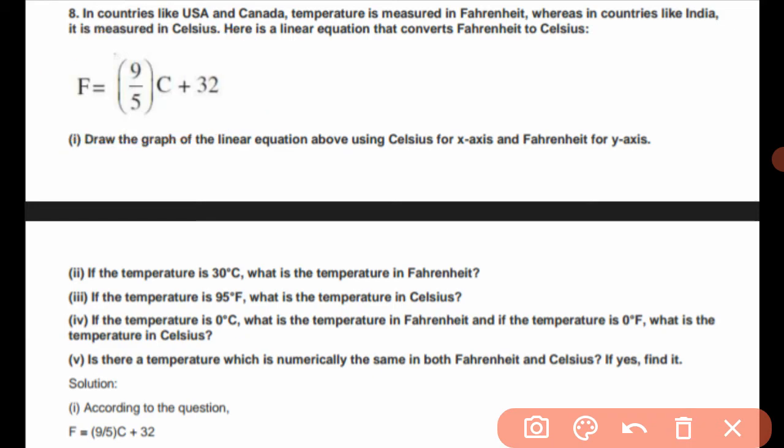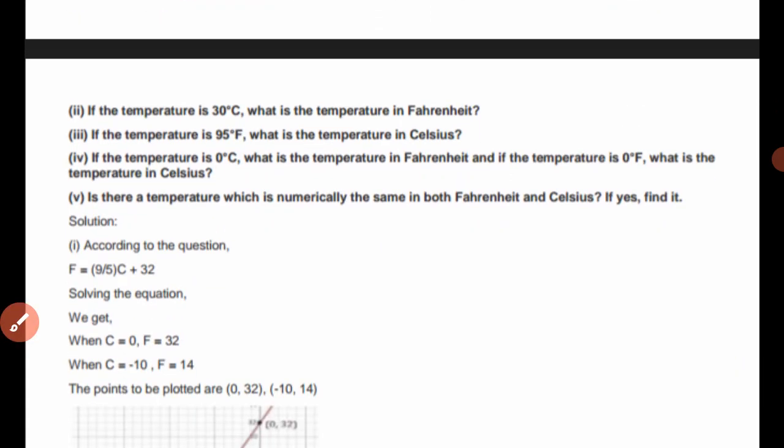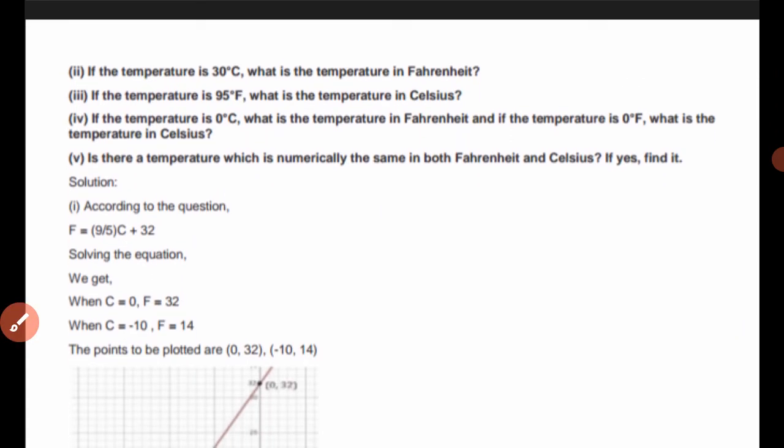Now in the first case it is asking to draw the graph of the linear equation above using Celsius for the x-axis and Fahrenheit for the y-axis. In the second case it is asking, if the temperature is 30 degrees Celsius, then what is the temperature in Fahrenheit. In the third case, if the temperature is 95 degrees Fahrenheit, then what is the temperature in Celsius.